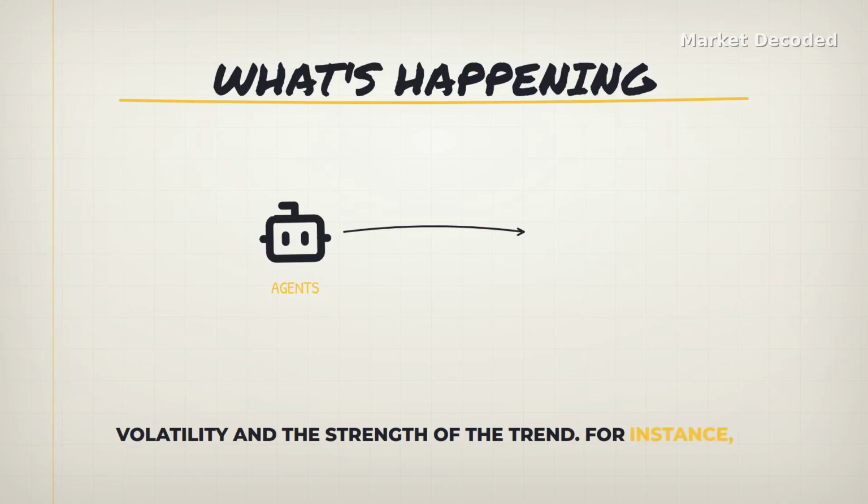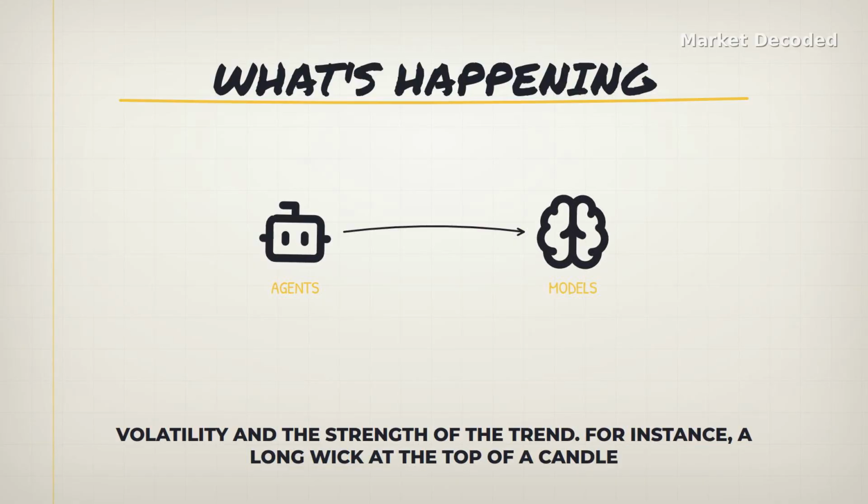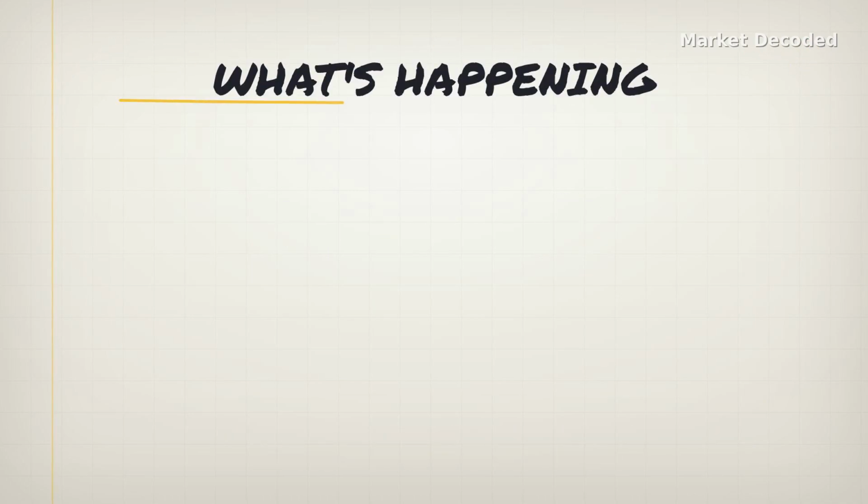For instance, a long wick at the top of a candle can suggest that buyers pushed the price up, but sellers resisted, causing it to fall back. And here's the surprising part.